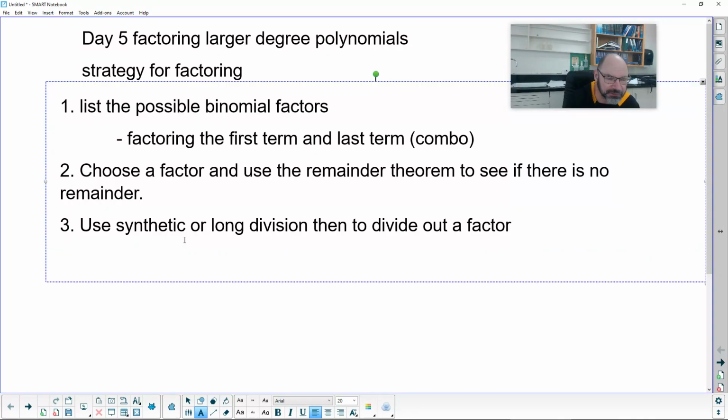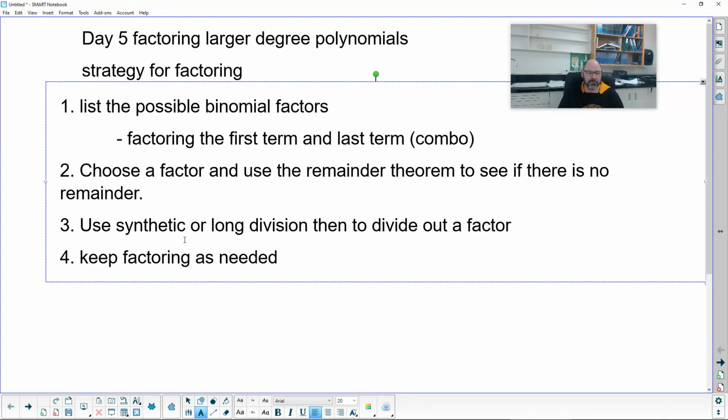And then if it's a cubic equation, we use quadratic factoring. If it's a quadratic one, we repeat it. So keep factoring as needed. That's the basic strategy. We list the possible factors, then we start picking them and putting them into the remainder theorem to see if they work. Once we get one that works, we divide it out, and then we reduce down, and we continue factoring as needed until there are no more factors to find.